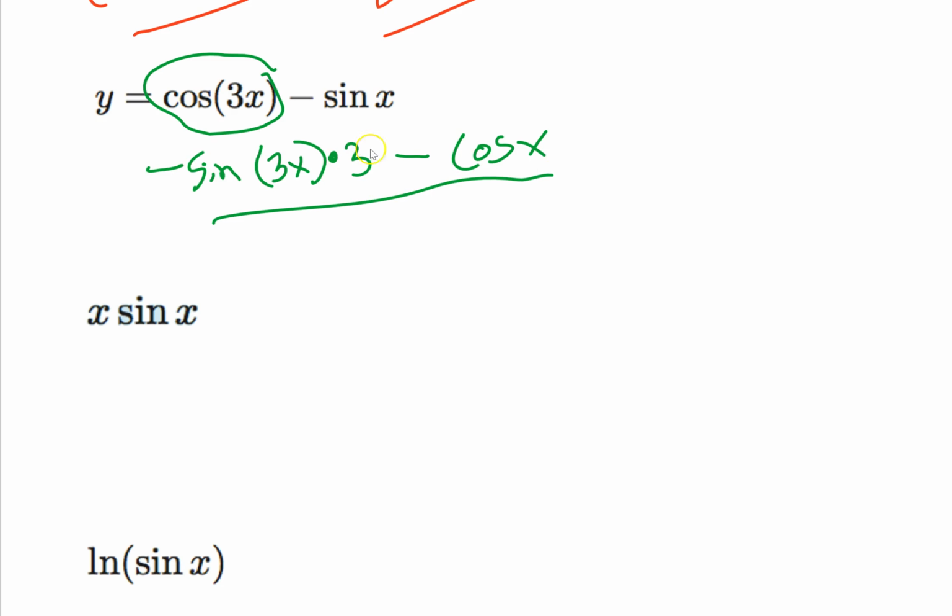Again, if you want, you can make it a little prettier, but that's the general idea. Moving on to the next one. This is the one that everybody gets wrong. Look what's going on: x sine x. It's a product rule, right? You're multiplying this function by this function, right?